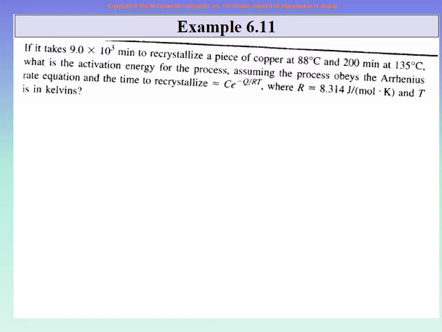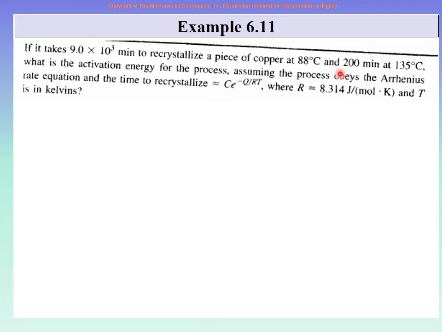The equation is given: a small t, the time to recrystallize, is C e^(-Q/RT). The value of R you can put there, or you can leave it there. Without putting the value you are okay. But the temperature you have to convert: at this temperature 88, add 273 to it, and it will become temperature in Kelvin. Put that as capital T here, and the time to recrystallize is given as 9000. So 9000 is equal to C e raised to minus Q upon R into the temperature.